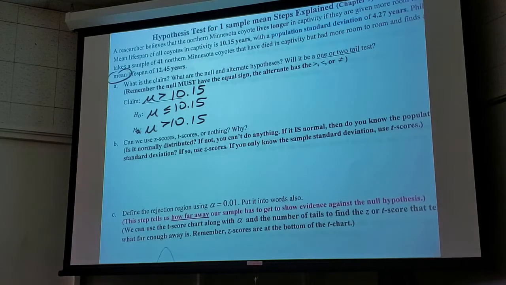Okay. I like it. So what do you guys think? Is this gonna be a one tail test or a two tail test? Two. One. You've covered all your bases. Yeah, why will this be a one-tail test?